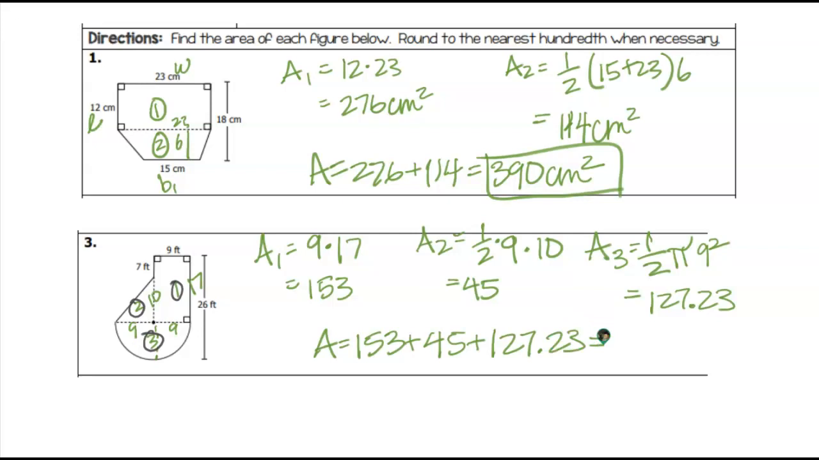And I get 325.23 feet squared. Add feet for all of them.